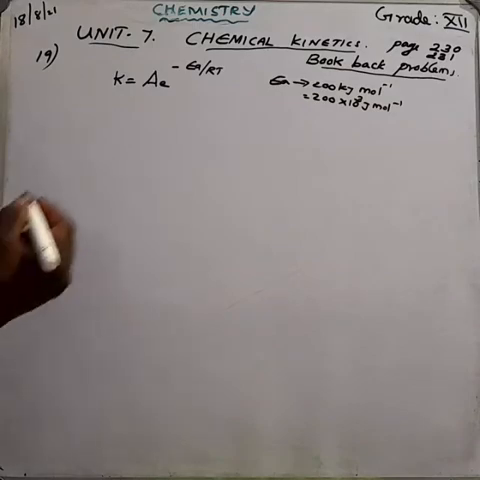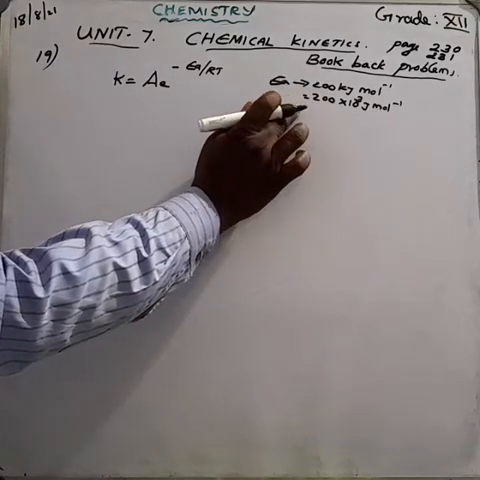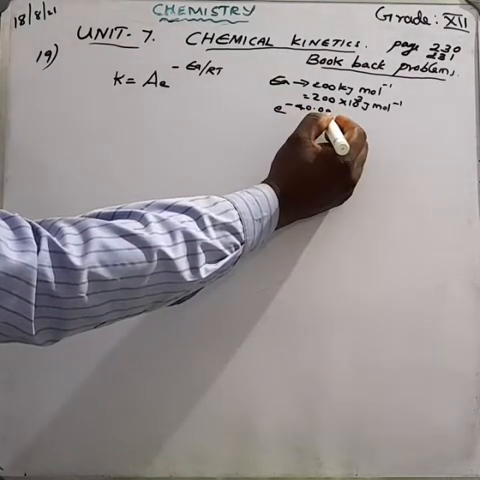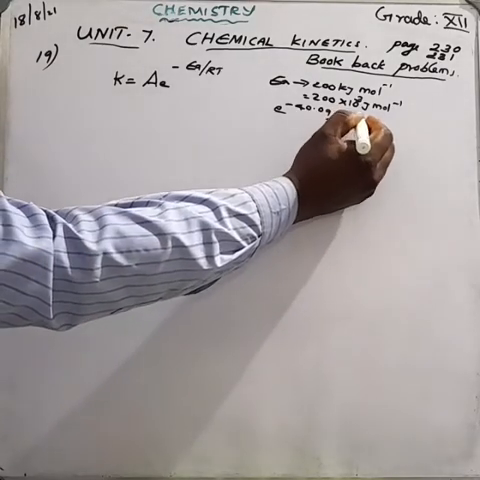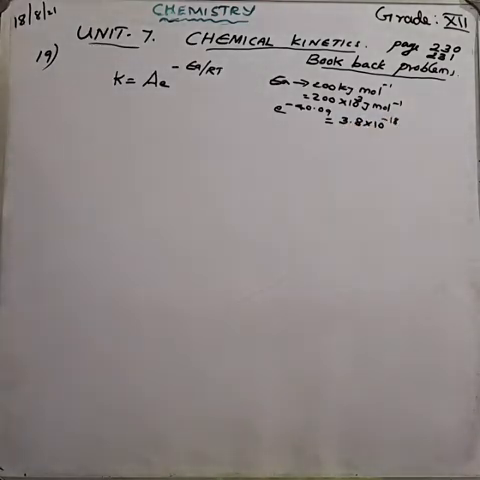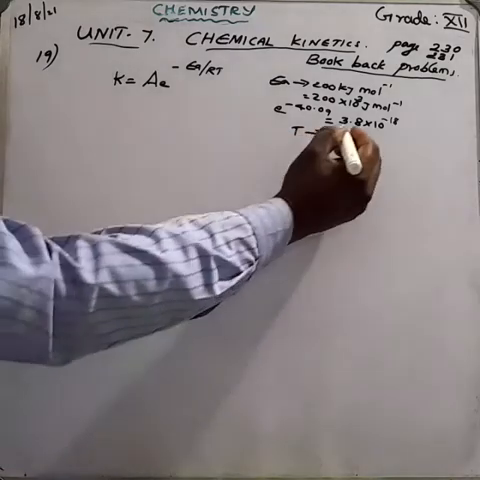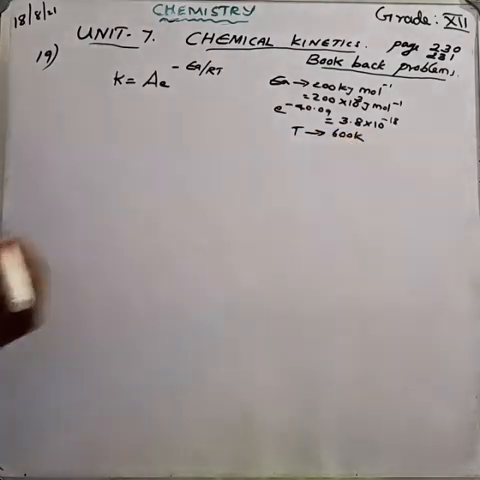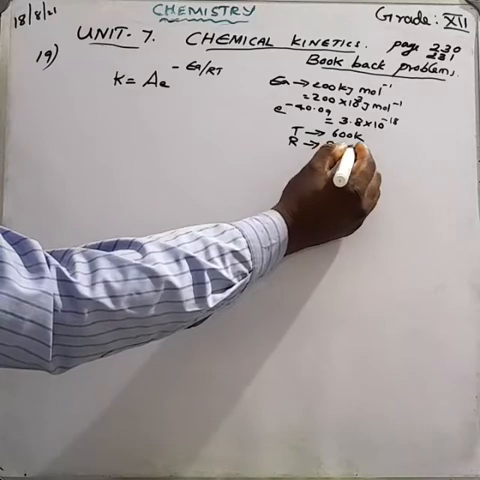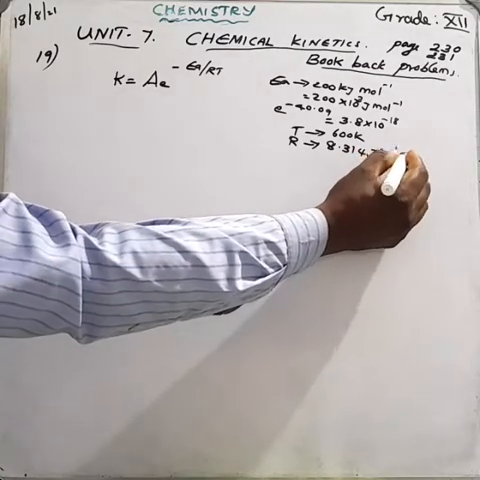What is the value of e power minus 40.09? It is given in the question, approximately 3.8 into 10 raised to minus 18. Here, T is the temperature, 600 Kelvin. T is equal to 600 Kelvin. R is equal to 8.314 joules Kelvin raised to minus 1, mole raised to minus 1.